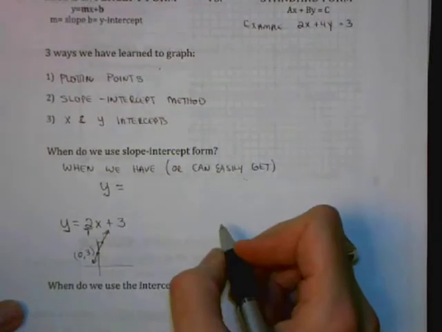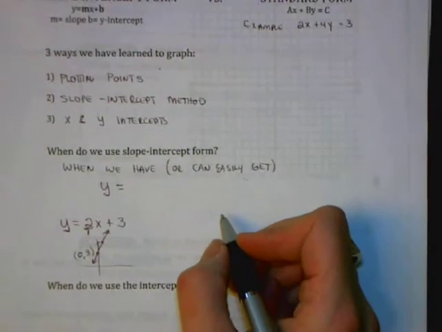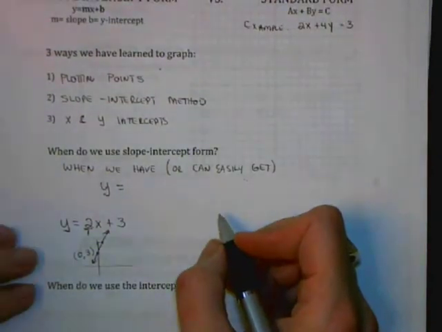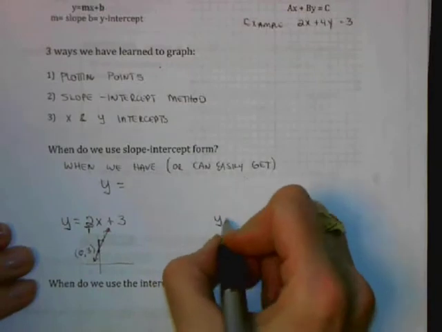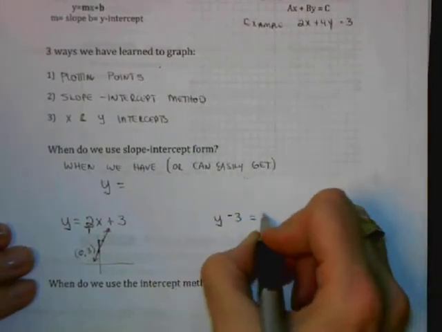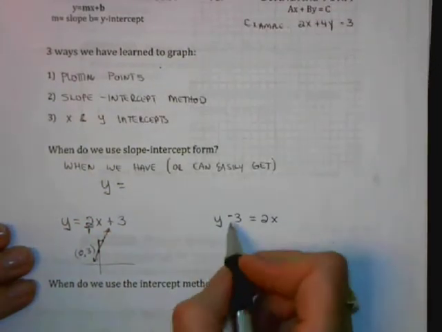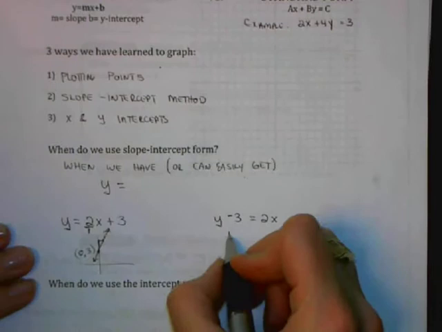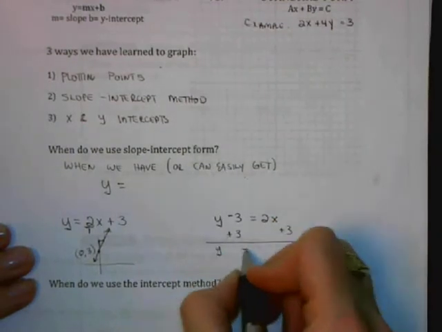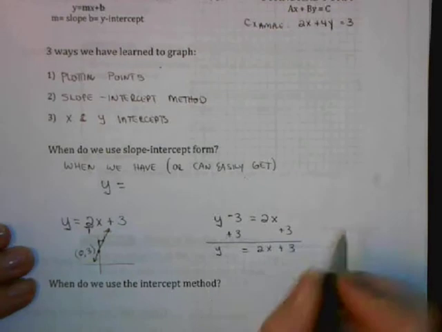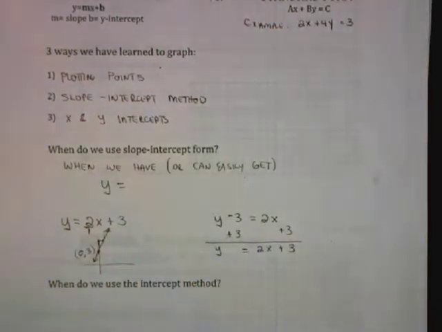There's the line. It's also useful to use slope-intercept form if it would hardly take any work at all to get an equation into slope-intercept form. For example, suppose you had an equation that looked like this. Y minus 3 equals 2x. Well, you notice the y is already by itself. All I would have to do to get this into slope-intercept form would be to add 3 to both sides. It's a real simple single step. And now I have the same equation here, and I can use the same process to graph it.